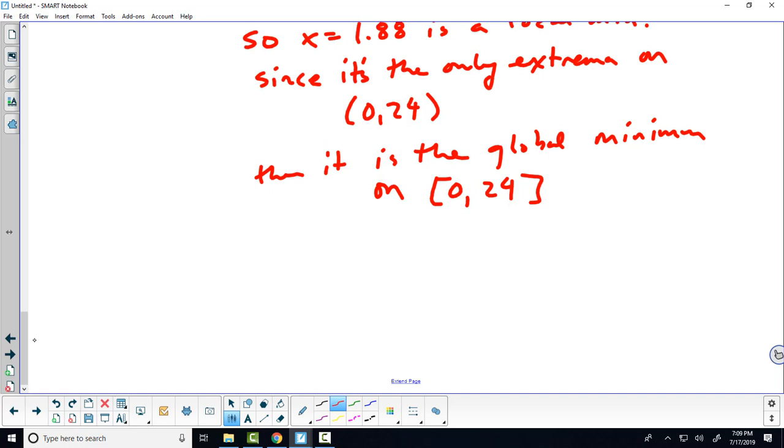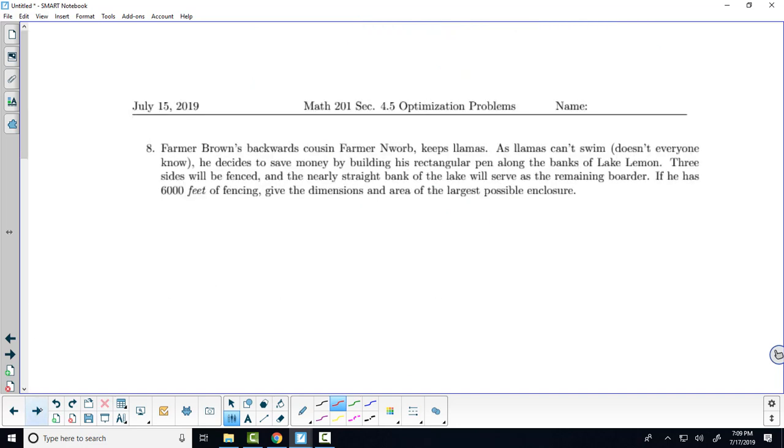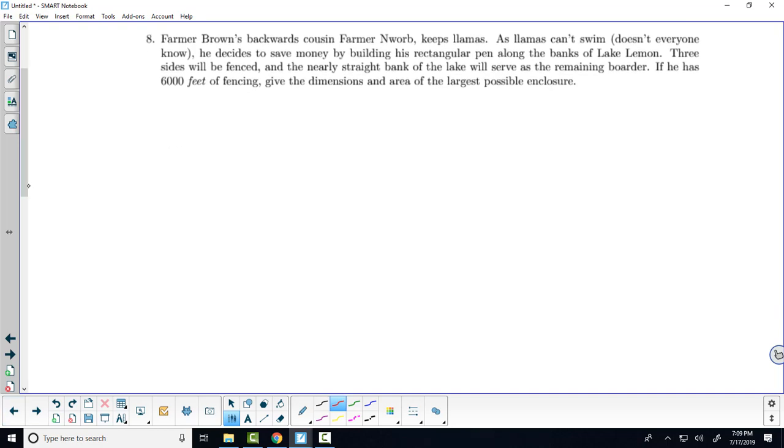All right. Let's see here. Let's try this one. All right, Farmer Brown. Oh, this isn't him though. This is backwards cousin, Farmer Norb, who keeps llamas, and he's a little backwards, and he's trying to save money. Well, his property abuts a creek. Oh gosh, I get Lake Lemon. Banks of Lake Lemon. Sorry, this changes wherever I am, and I haven't changed it for this neck of the woods. You could call it Little Dry Creek, Big Dry Creek. Is that right out here? Big Dry Creek. Okay. His property abuts Big Dry Creek.